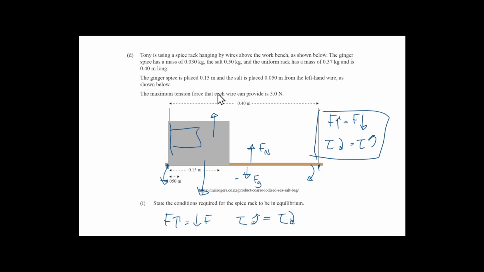Okay, so given that, now they want us to perform suitable calculations and decide if the wires can hold the spice rack with the ginger and the bag of salt. Well, we're going to use what we knew from above, so the forces up must be equal to the forces going down, and the torques that way must be equal to the torques going that way. So let's look at the weight of everything that's pulling down. The masses given are 0.03 kilograms and 0.5 kilograms, and the rack itself has a mass of 0.37 kilograms.